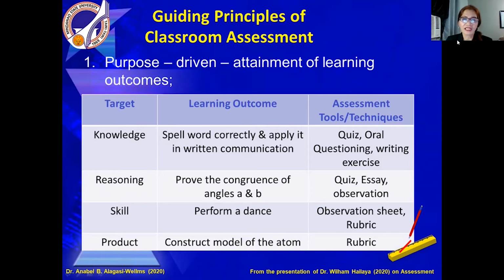If your target is the skill, the learning outcome is you perform, for example, a dance. It's an example. And then how do you assess that? What's your tool or your technique? You're going to use an observation sheet or you're going to use a rubric. For the product, if you target the product, the learning outcome, for example, is you construct a model of the atom, and then how do you assess that? You prepare a rubric so that you will have feedback as to the performance, how that model was done, whether the model was good or will it pass your evaluation. That's purpose-driven, meaning to say we would like to know whether the learning outcomes were achieved.